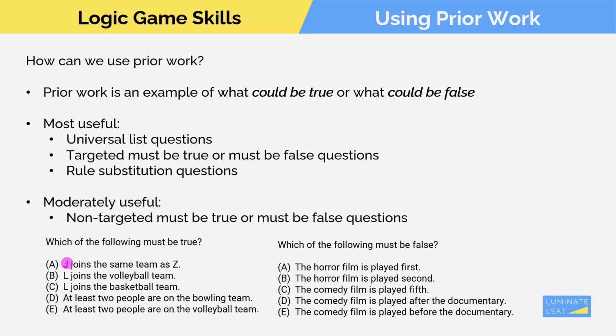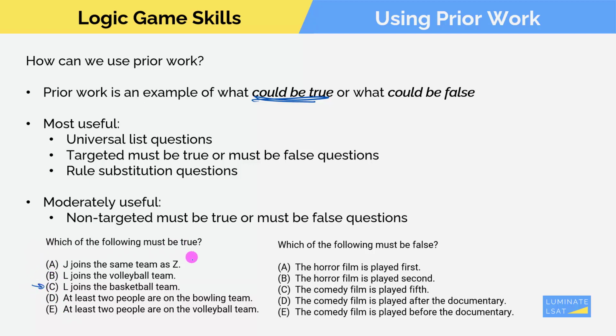So let's say the correct answer happens to be C, L joins the basketball team. If a student is relying on prior work as the primary way they're going to think about these answer choices, then it might take them a lot longer to get to the answer, especially if they already made this inference at the start. If they already saw that one of the big deductions in the beginning was that L had to go on the basketball team, then they could just scan the answer choices and pick it.